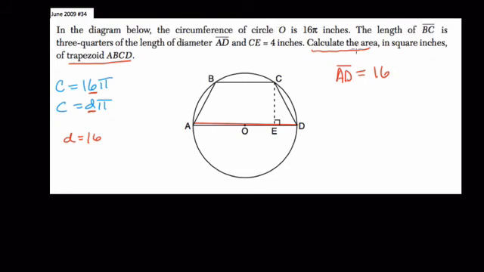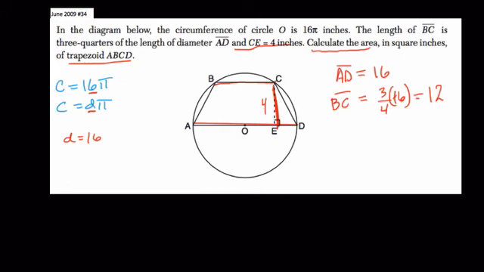Alright, what else do they tell us? The length of BC is 3/4 the length of diameter AD. Okay, so that means that BC equals 3/4 of 16. So we multiply. So what's 3/4 of 16? Well, I think of a fourth of 16, which is 4, and then multiply that by 3 to get 12. So BC is 12. Okay. And what else? CE is 4 inches. All right.